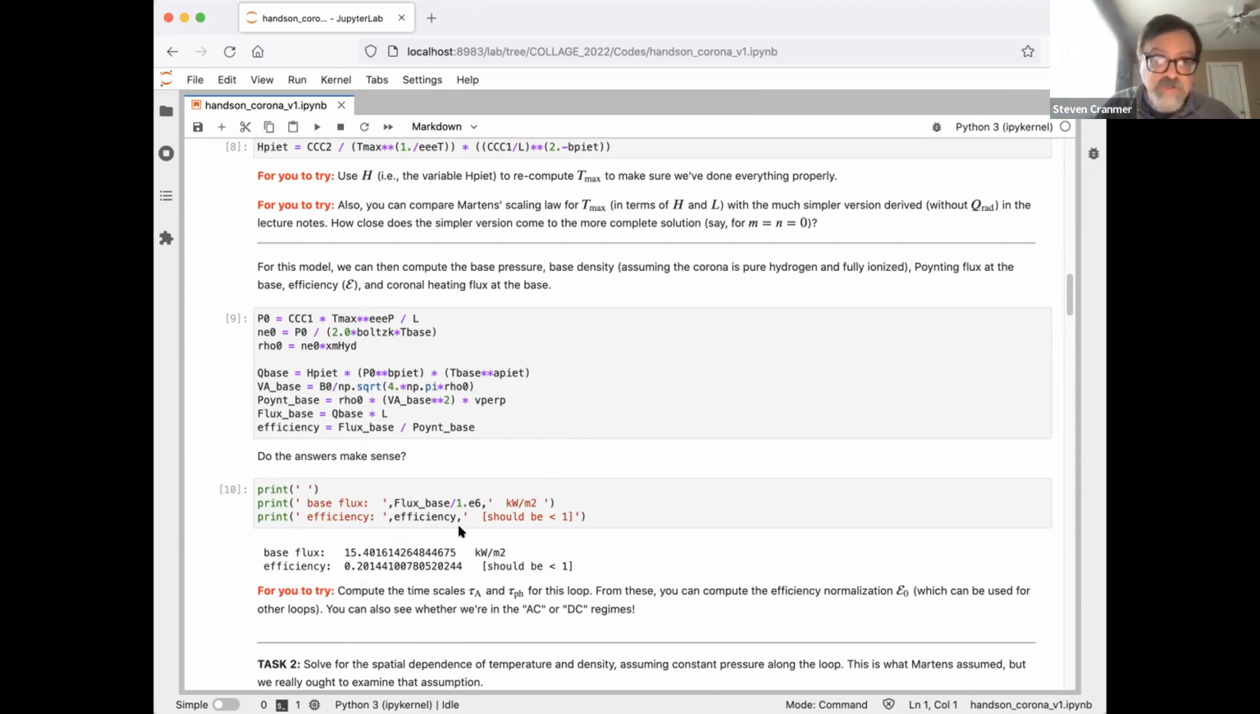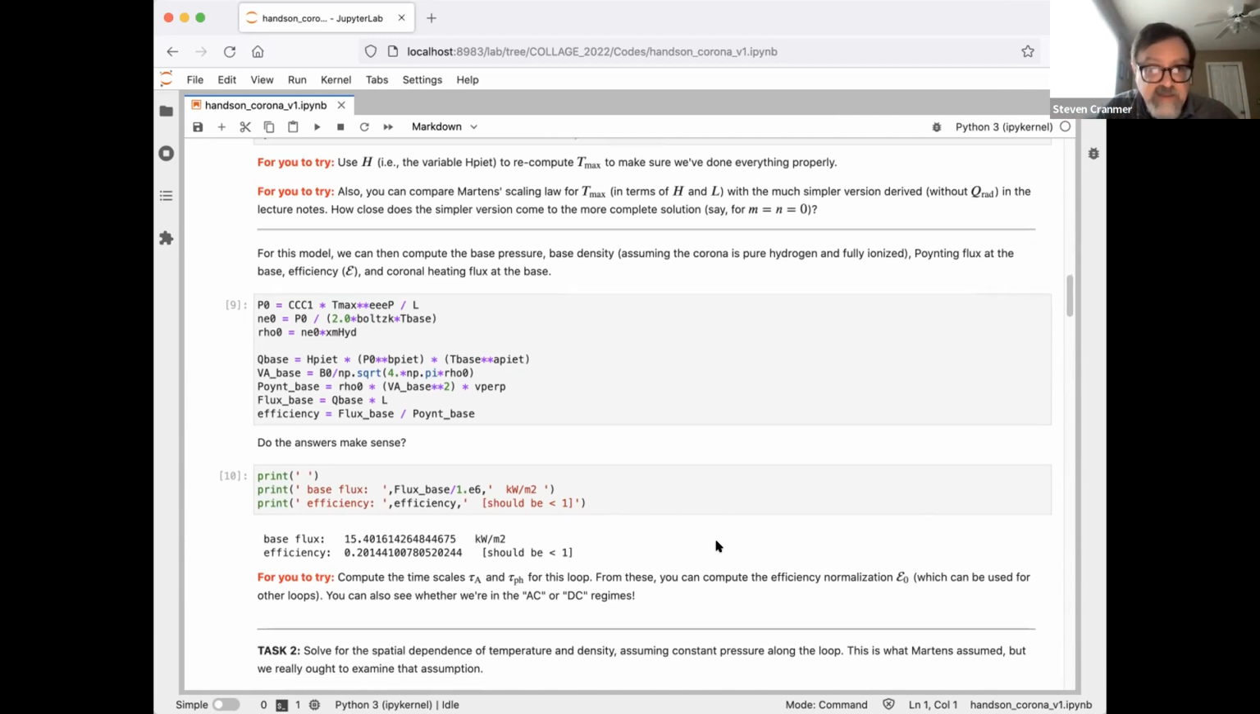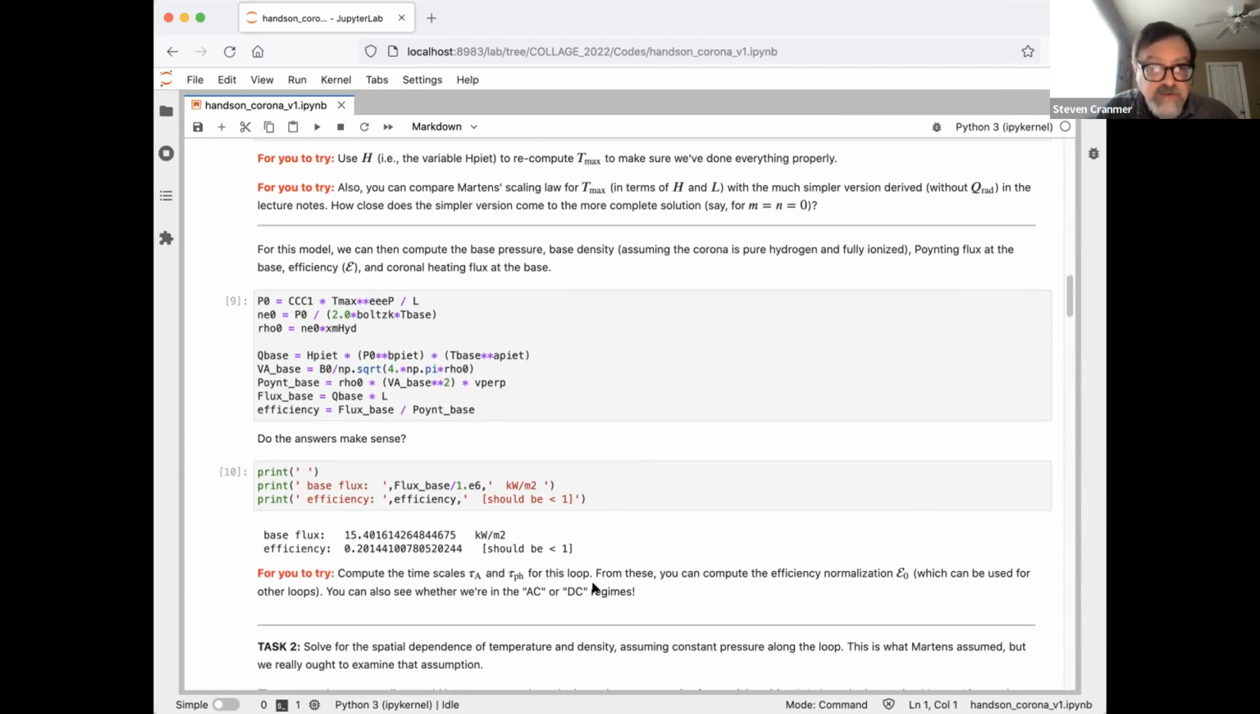And then there's other things you can do. You can compute the time scales to figure out if this is an AC or a DC regime. You can compute the efficiency normalization that goes out in front of that, which is what you would use if you wanted to try to apply this particular model to other loops of other lengths or other magnetic field strengths. But yeah, that's another open-ended bit there.